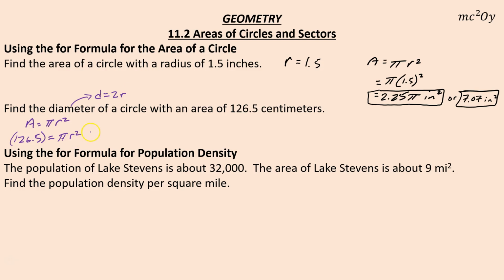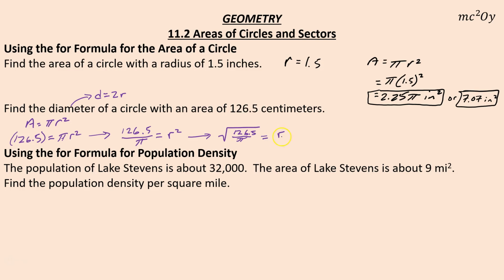So let's go ahead and solve this for r here. To get r by itself, I'm going to divide by pi. So 126.5 divided by pi equals r squared. Notice I did not do the math there because that's going to give me a decimal. It doesn't end there. So no rounding yet. And then get rid of that squared by taking the square root. 126.5 divided by pi. And that's actually what you put in your calculator.